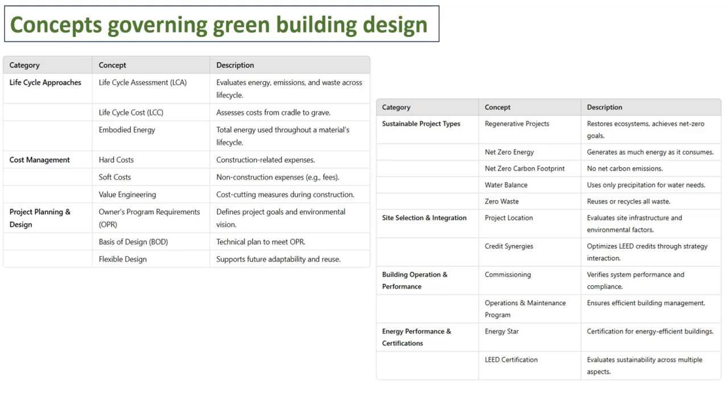Then water balance uses only precipitation for water needs. Precipitation in the sense rainwater, right? I don't get any other supply from the local government, right? Then zero waste reuses or recycles all the waste types, right? Then site selection and integration are there as a major concept. Project location and credit synergies. Project location evaluates site infrastructure and environmental factors for a given project proposal. Credit synergies, what is meant by credit, we will see that eventually, right? Then building operation and performance, commissioning, operation and maintenance program, then energy performance certification, Energy Star and LEED certification, right?